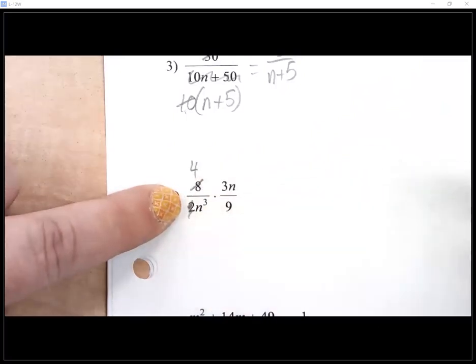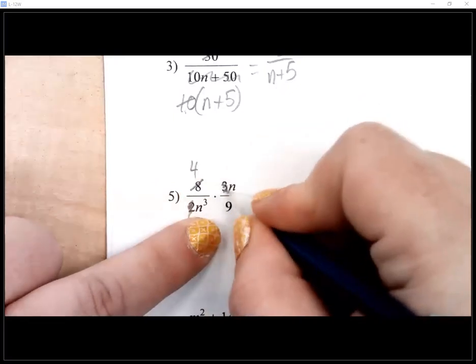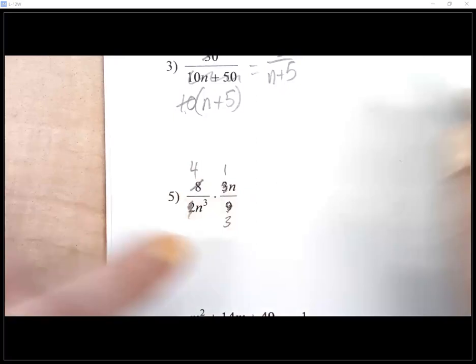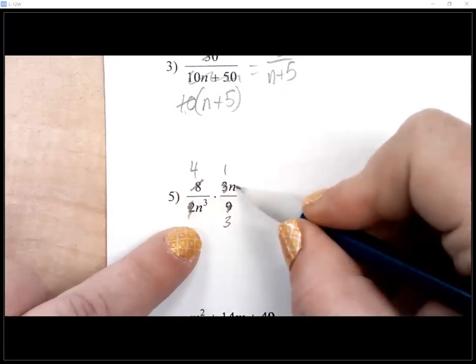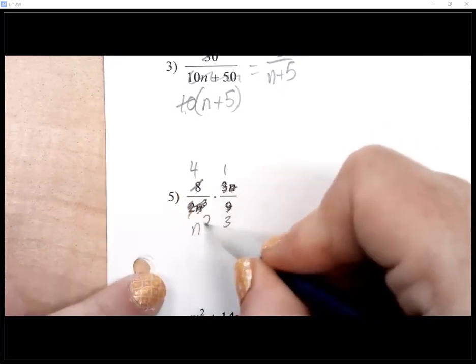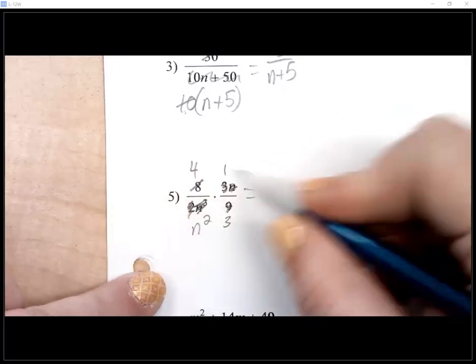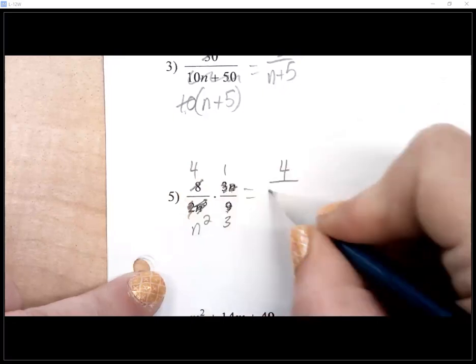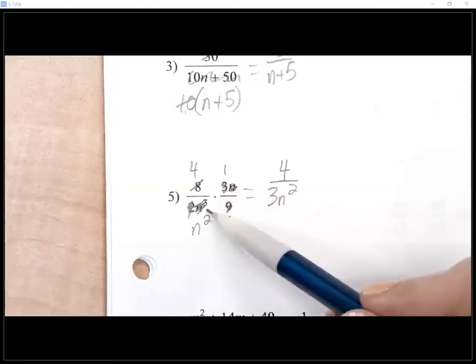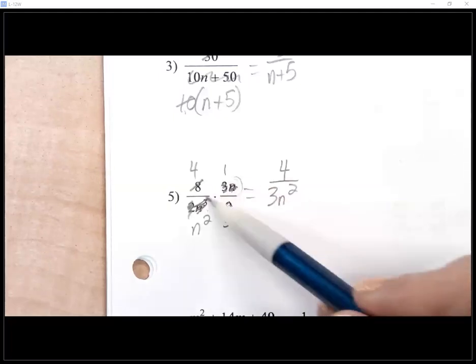3 and the 9. Yep, and then the n's. If I have one n on top and n to the 3rd on the bottom, what's up? N squared on the bottom. Nothing else cancels, so I multiply straight across. That's 4 over 3n squared. Done. Why'd you lose an n on the n cubed? I had n upstairs and n cubed on the bottom. So if you have 1 n on top and 3 on the bottom, aren't you left with n squared on the bottom?